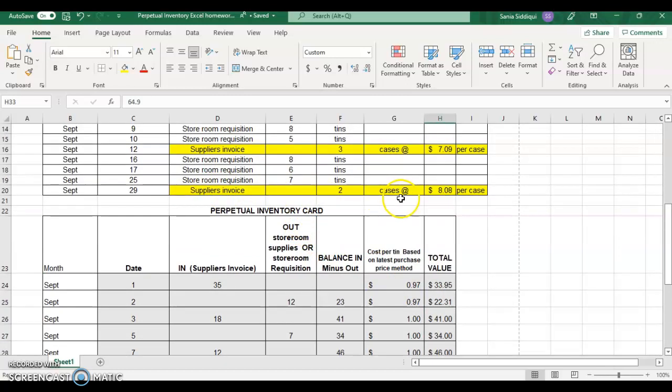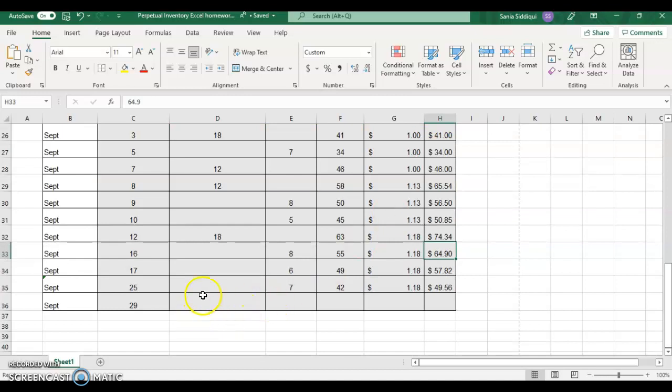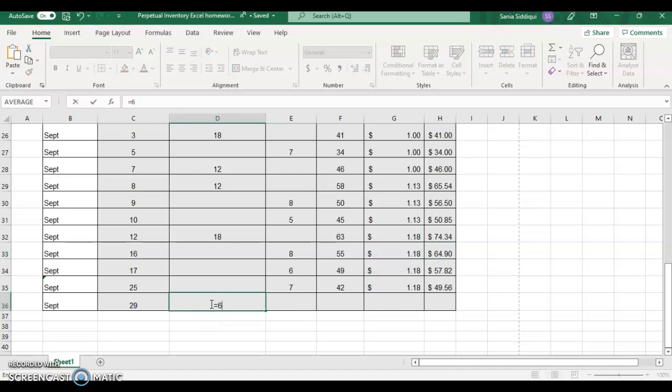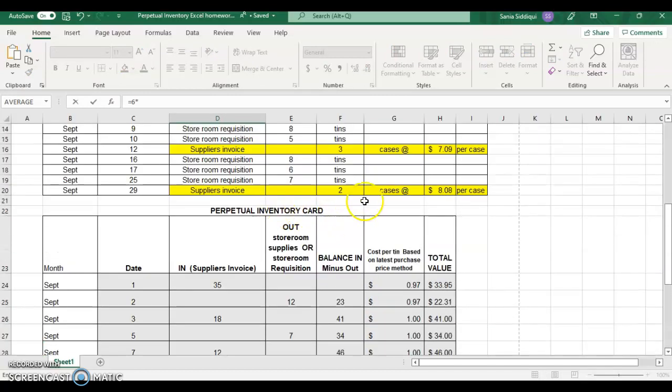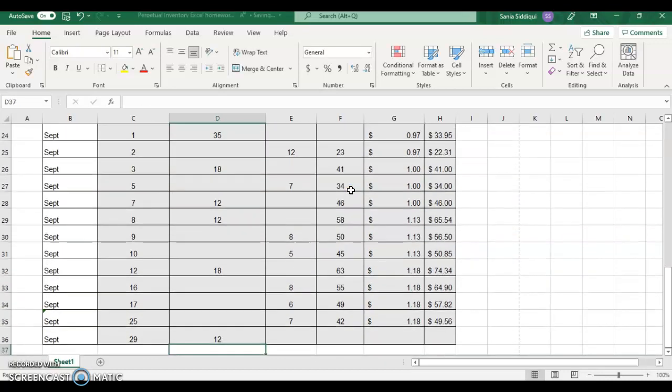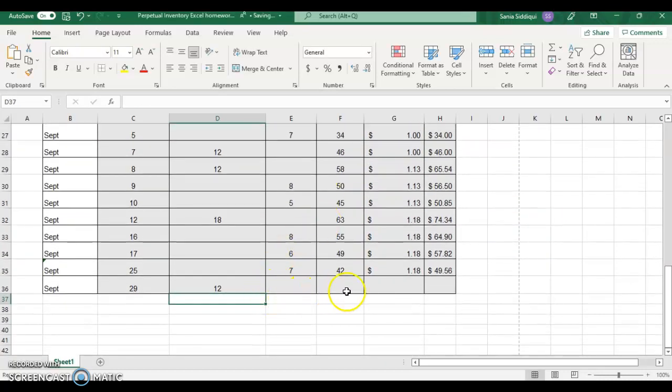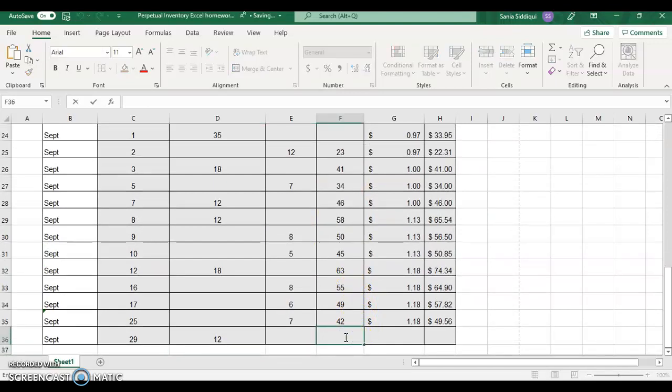You can see that we have 2 new cases come in, and in order to figure that out, we take 6 and multiply that by the number of cases, which is 2, and that gives us a total of 12 cans. Then in order to figure out the total balance, we'll take our current balance from above, add 12, and that will give us 54 cans.